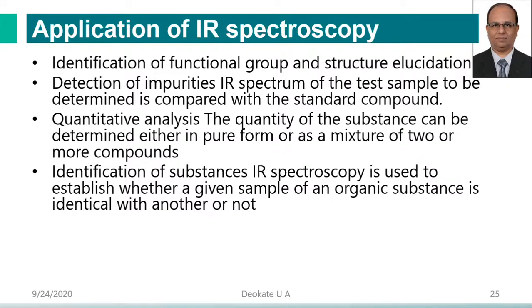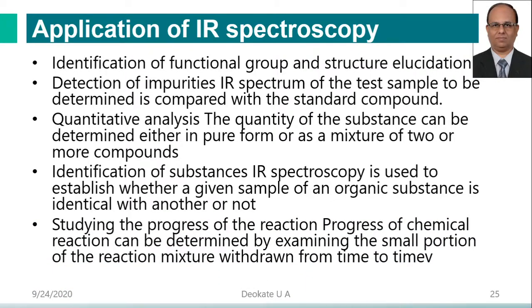Identification of substances: IR spectroscopy is used to establish whether a given sample of an organic substance is identical by comparing it with other standard samples. It is also used for studying the progress of a reaction. When any chemical reaction is proceeding, how much substance is formed and what the reaction process is can be studied by using IR spectroscopy.